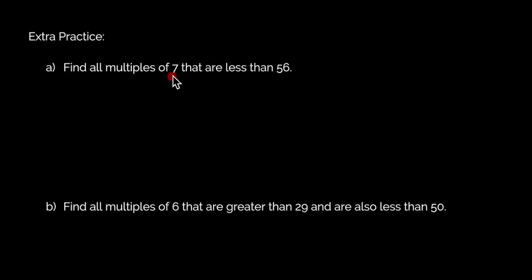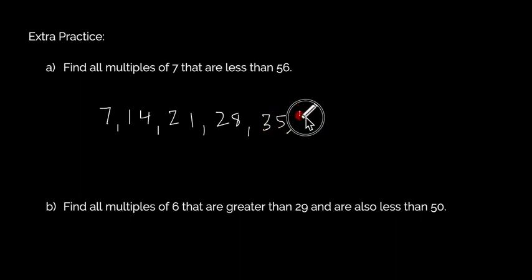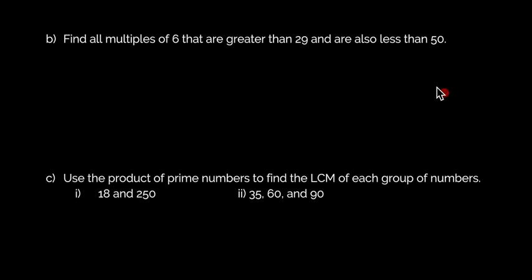So we want to find all the multiples of 7 that are less than 56. So we're just going to start multiplying 7 by 1, 7 by 2, 7 by 3, 7 times 4, 7 times 5, 7 times 6, 7 times 7, 7 times 8 is 56, but it says less than 56, so I am not going to put 56 down because it's not less than 56, it's equal to 56. So these multiple ones should be pretty easy for you.